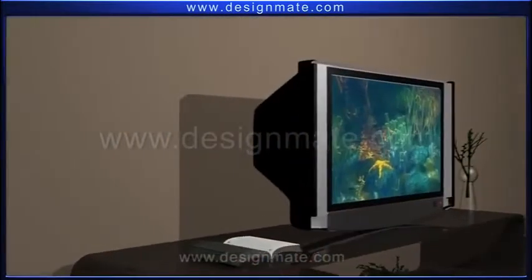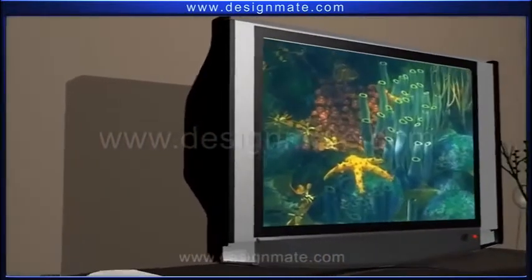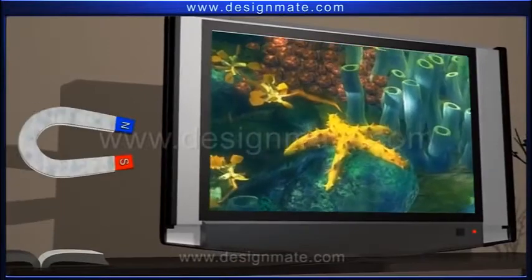Now, can you guess why the picture of a conventional television becomes distorted when a magnet is kept near it?